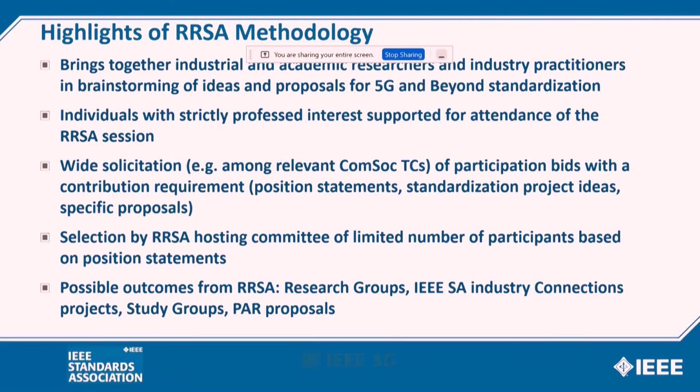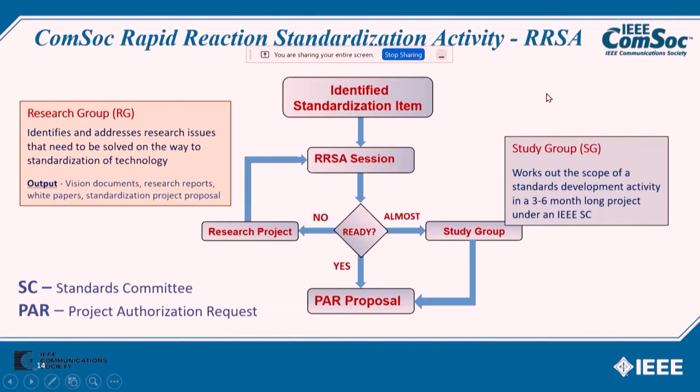But there could be not-so-ready projects. They can be research groups, for example, in industry connection. There may be research groups in a society and council if they have an infrastructure for that. Study groups, that is already in a society, in a standards committee under IEEE SA auspices, and of course PAR proposals. So this is the flow.